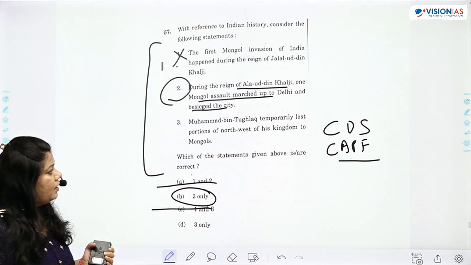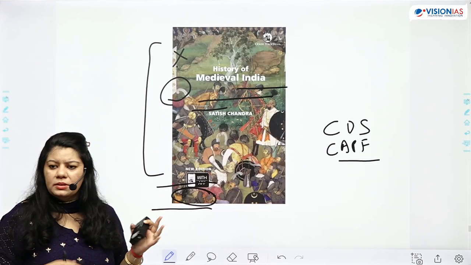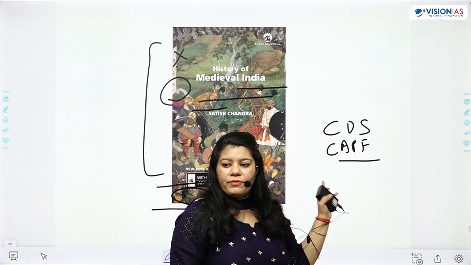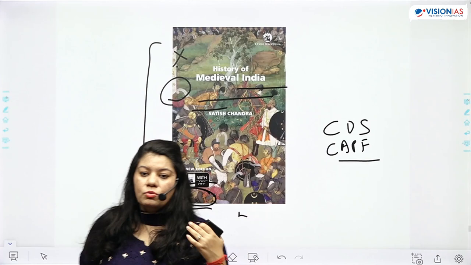It's there in your Satish Chandra book. So this question is not unapproachable, unlike Fanam. But the topic is very important, and I told you, if you are to target the topics beyond the conventional themes, you refer to the CAPF and CDS papers conducted by UPSC to know which topics you need to prepare extra, right?